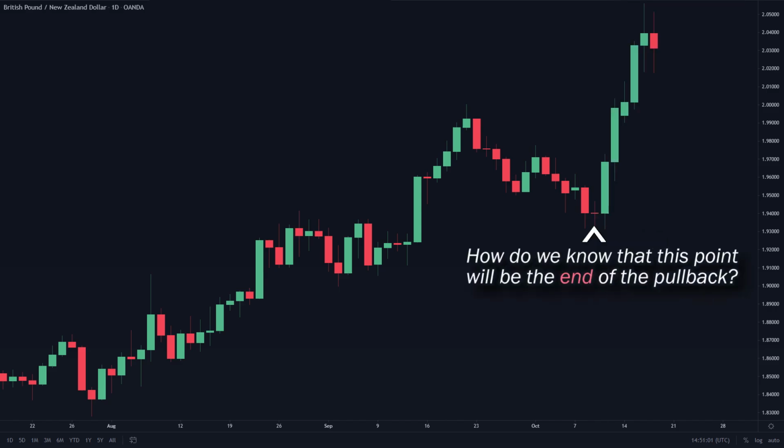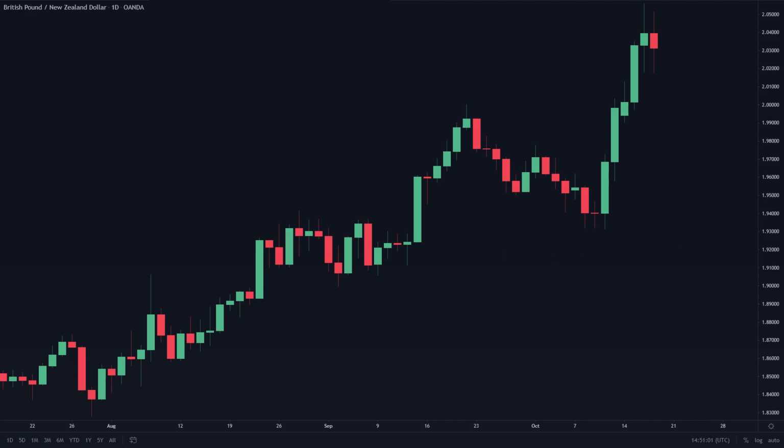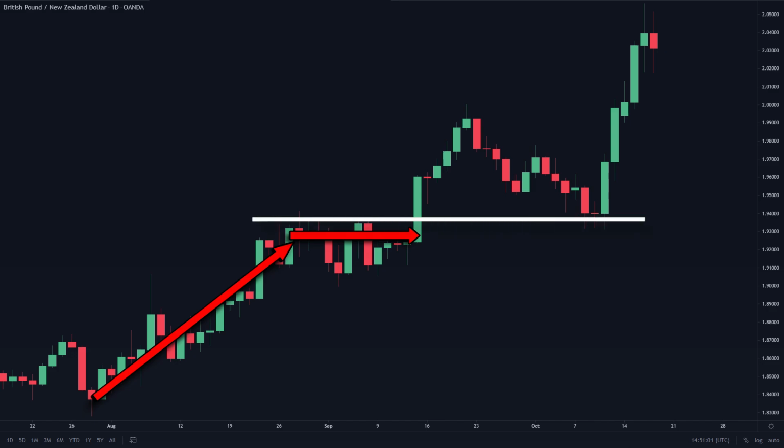And so, how do we know that this point will be the end of the pullback? Well, in my previous video, I mentioned that a pullback tends to end at a previous key level, like in this example. Here, we can see that the price went up and consolidated at this level, making this a level of resistance. Next, we saw the price break through the resistance level and make a pullback. Now notice where the pullback ended: the previous resistance level that we drew earlier. And so it's widely known that pullbacks tend to end at a key level.